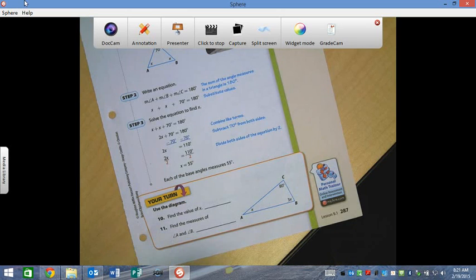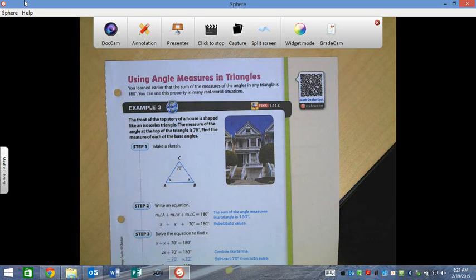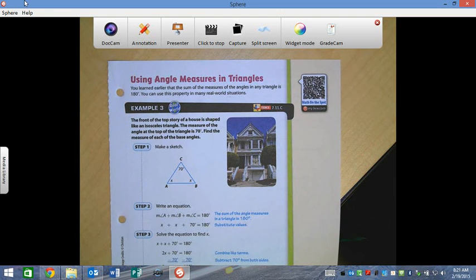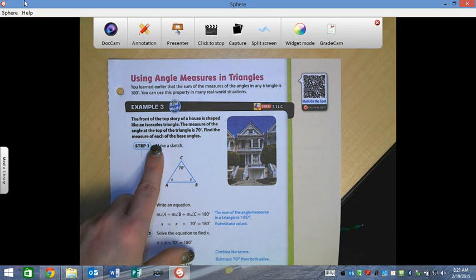Alright, next. So, using angle measures in triangles. It says you learned earlier that the sum of measures of angles in any triangle is 180 degrees. That is something that you should come in here knowing. You can use this property in many real-world situations. It says, the front of the top story of a house is shaped like an isosceles triangle. The measure of the angle at the top of the triangle is 70 degrees. Find the measure of each of the base angles.